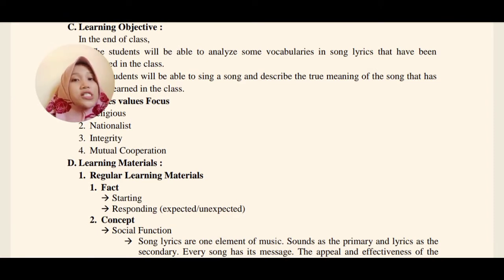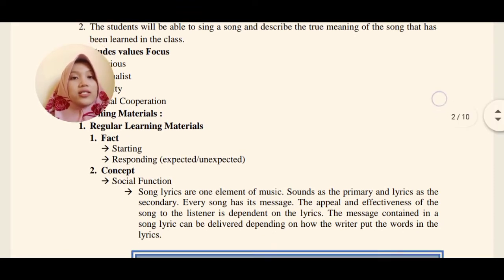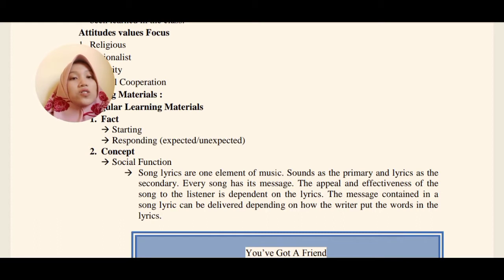Then we are going to enter this section, learning material. First, regular learning material. First, starting, responding, expected, or unexpected. Second is concept, social function, and then description of song lyrics. Song lyrics are one element of music, song as the primary, and lyrics as the secondary. Every song has its message. The appeal and effectiveness of the song to the listener is dependent on the lyrics. The message contained in song lyrics can be delivered depending on how the writer puts the words in the lyrics.